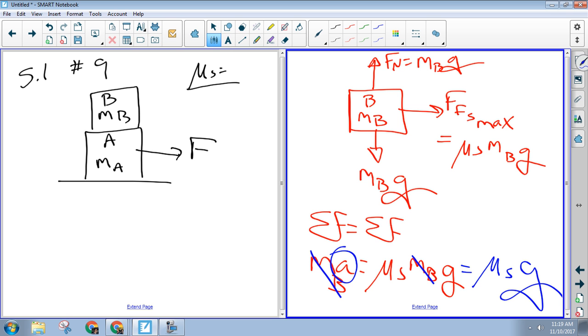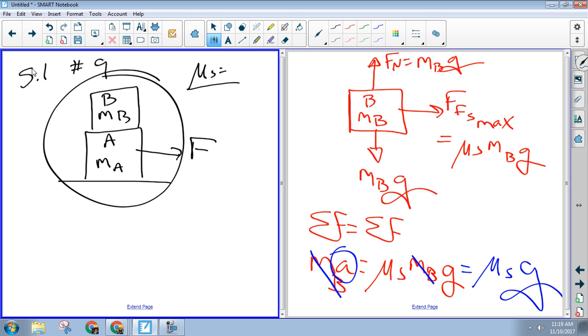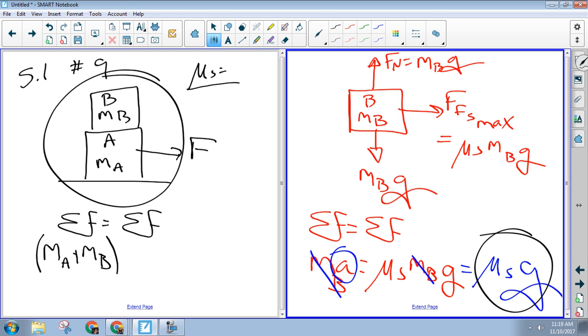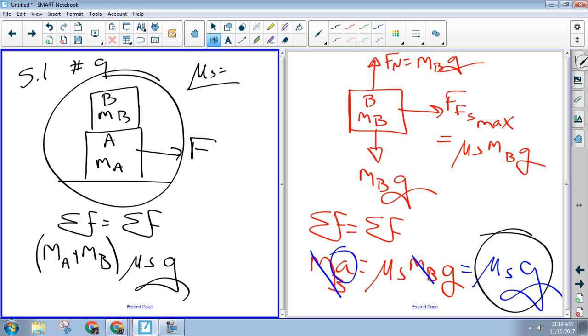All right, so now the question is, how do we produce that acceleration for the system? Well, our system has a combined mass of M_A plus M_B. So let's do another net force equals net force statement. So let's see. Net force is mass times acceleration. So mass of A plus mass of B is my system, and it's going to accelerate at this rate. Right? And that equals our net force. Well, the only external force on this thing is our applied force F. So there we go. That's our answer.